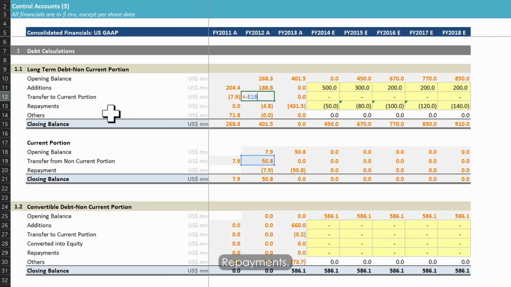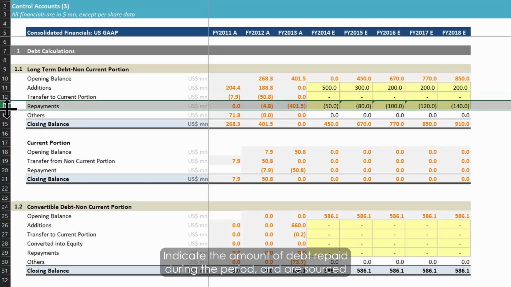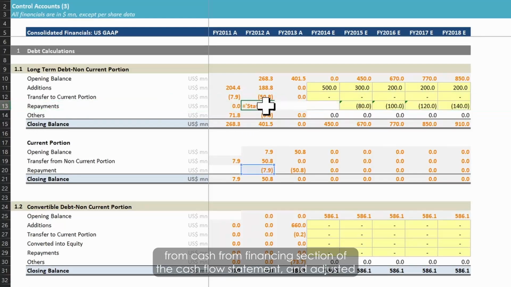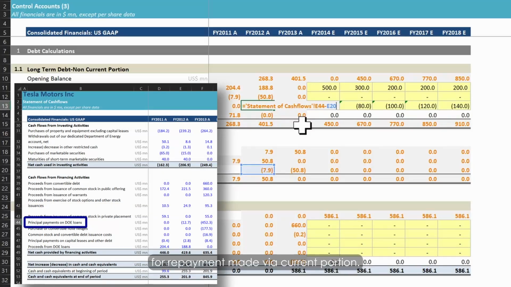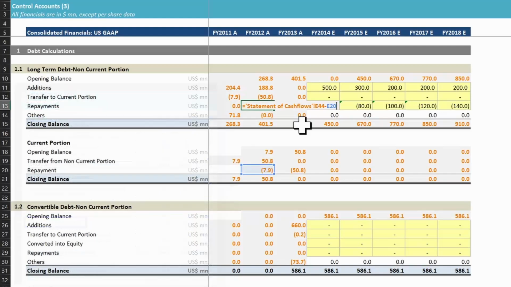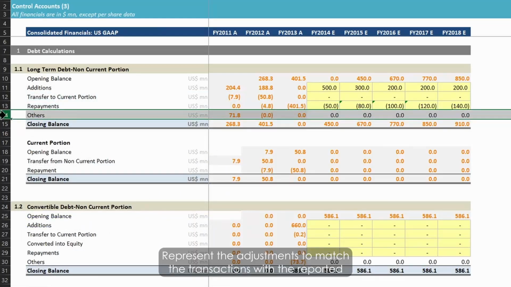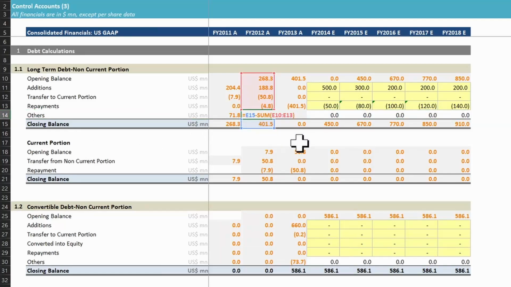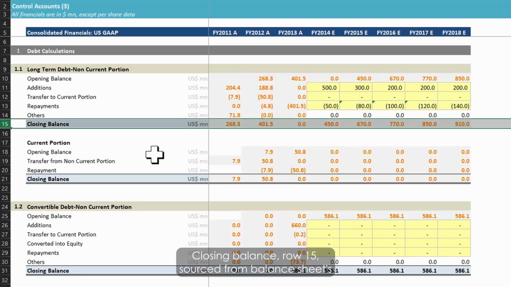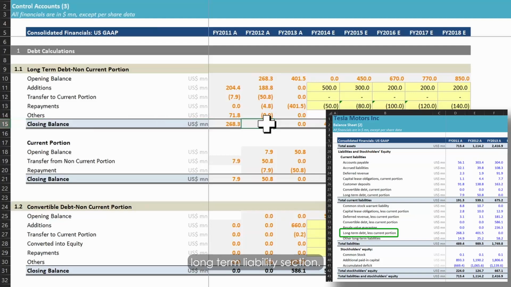4. Repayments, row 13, indicate the amount of debt repaid during the period and are sourced from cash from financing section of the cash flow statement and adjusted for repayment made via current portion. 5. Others, row 14, represent the adjustments to match the transactions with the reported closing balance and is calculated only during historical period. 6. Closing balance, row 15, sourced from balance sheet's long-term liability section.